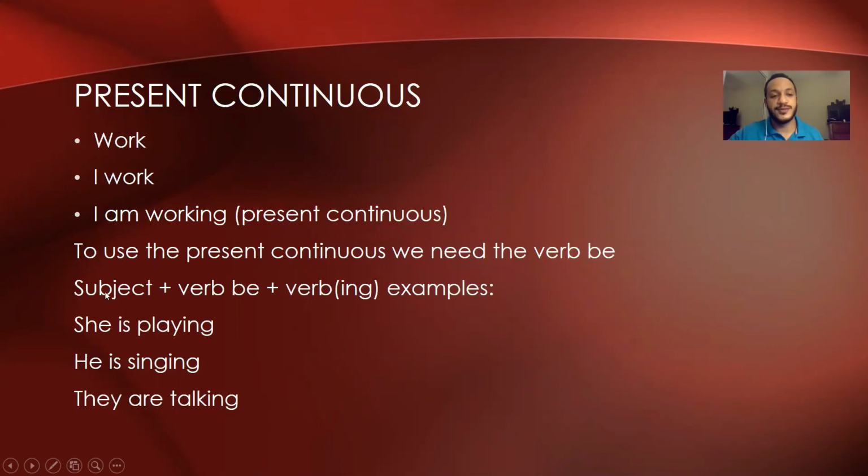So here we have the formula. Subject plus verb be plus verb ing. I will give you some examples. She is playing, he is singing, they are talking. So here we have she is playing. Where is the verb be? Is. And the conjugation with the present continuous, playing, right? He is singing, they are talking. Pretty good.